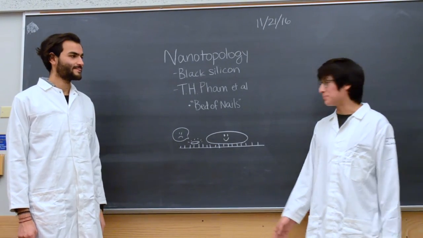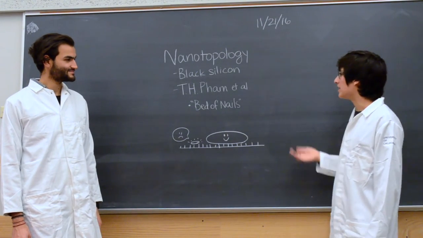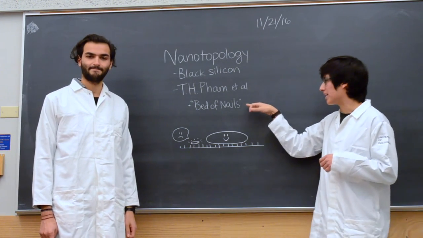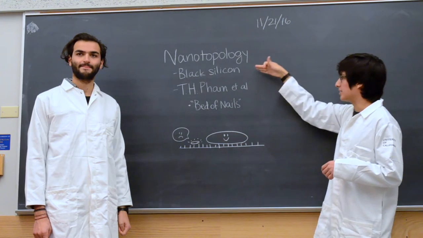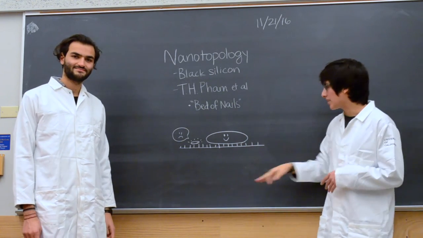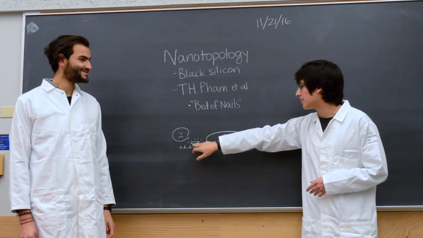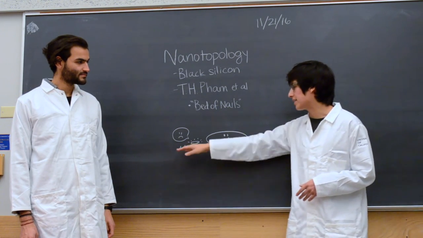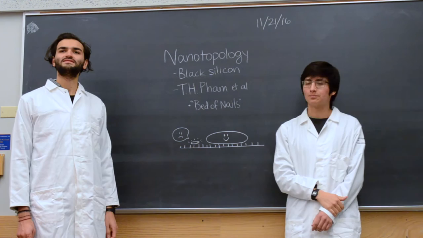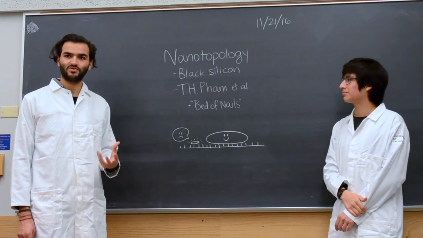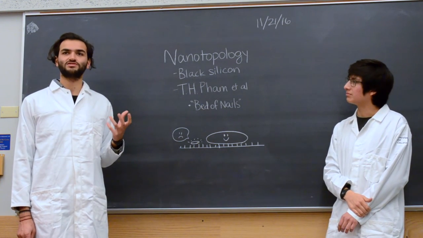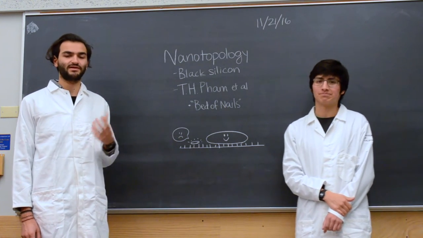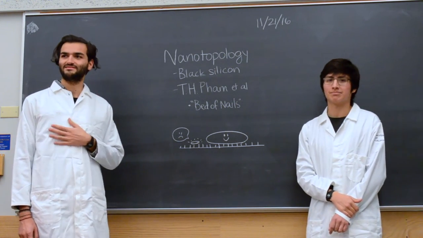So our group reviewed this paper by T.H. Fong, and what they did is they used nanotopology to create a nanoscopic bed of nails out of this black silicon material in order to create a surface that can pierce and kill small prokaryotic cells while leaving larger eukaryotic cells intact in order to create an anti-fouling surface. This nanotopology will prevent hospital-acquired and device-based infections because it prevents bacterial adhesion on percutaneous and implantable medical devices.